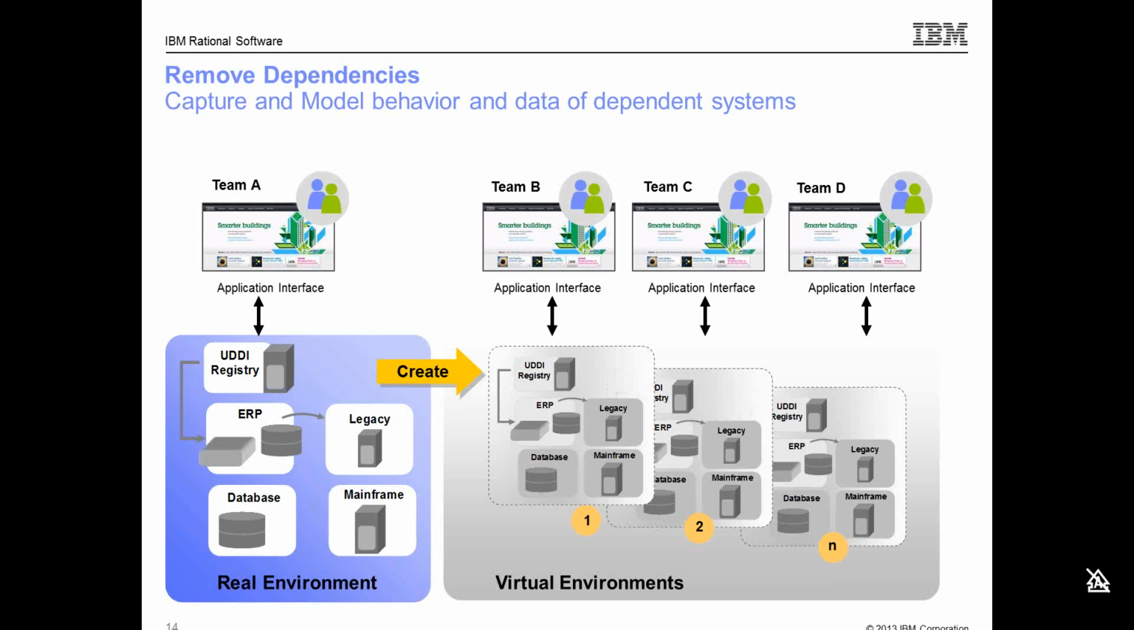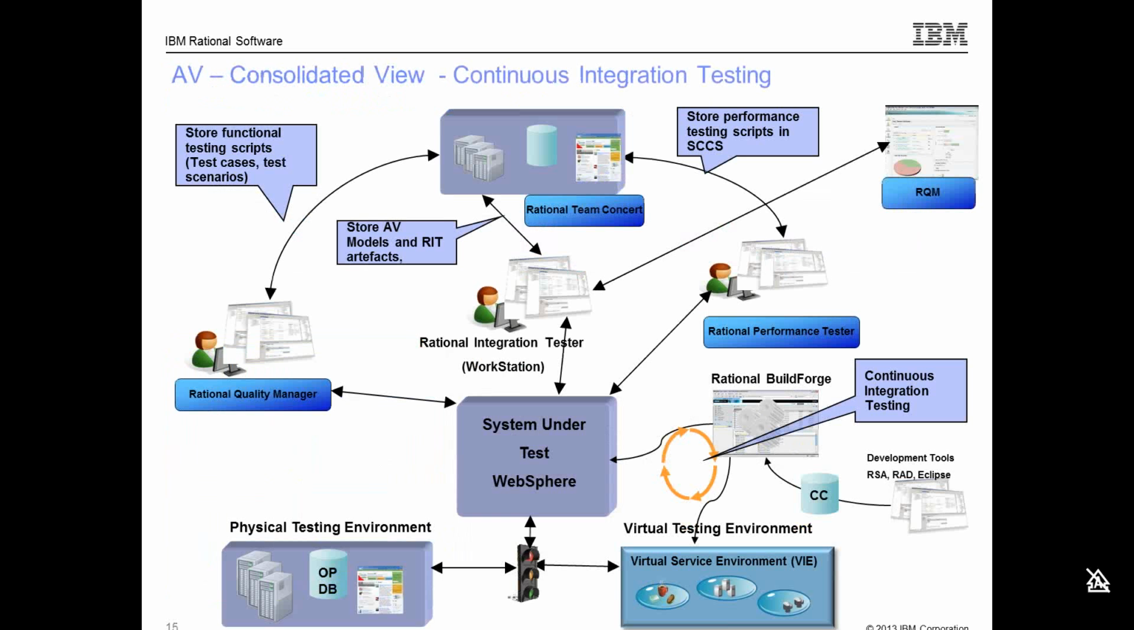Now what we've done is we've used this real environment to create a virtual environment, and we just create clones of these virtual environments that are then assigned to these different teams, Team B, C, and D, and they can continue testing the application with the help of these virtual backend services.